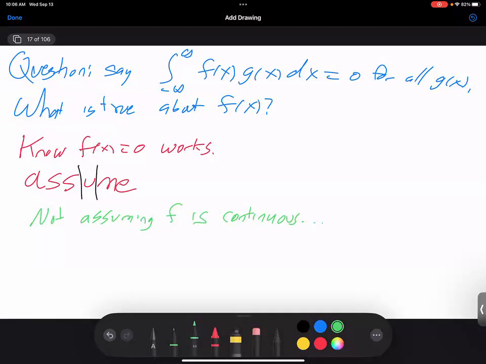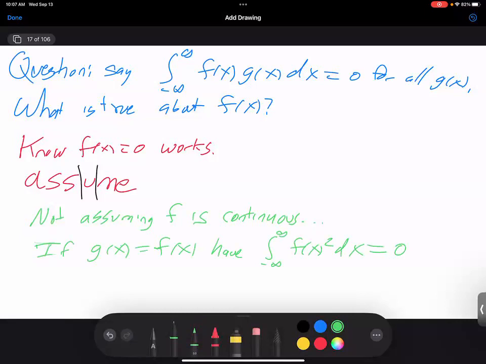There's only one other function in play. What's the one function in play? f of x. So, if g of x equals f of x, we have the integral from -infinity to infinity of f of x squared dx equals 0. What must be true now?